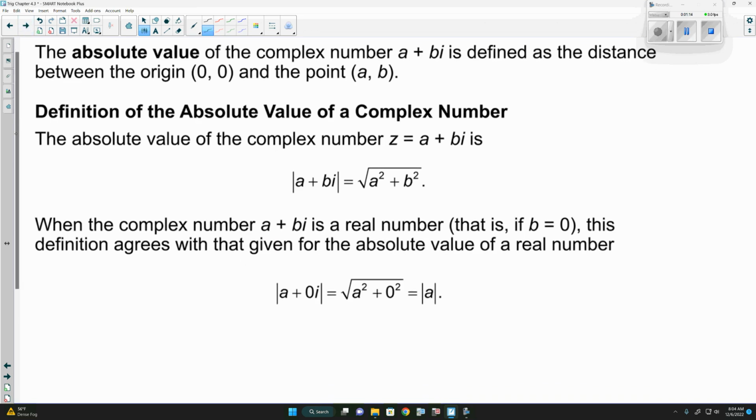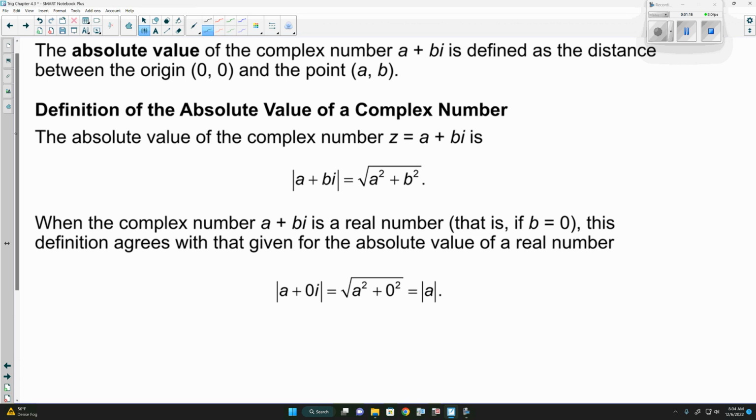Now we can also find the absolute value of a complex number. The absolute value of a complex number is just the square root of the real part squared, plus the square of the number in front of i, or our b value. And we get this here. Whenever the complex number a plus bi is a real number, that is, b is 0, then it's really just saying the absolute value of a.